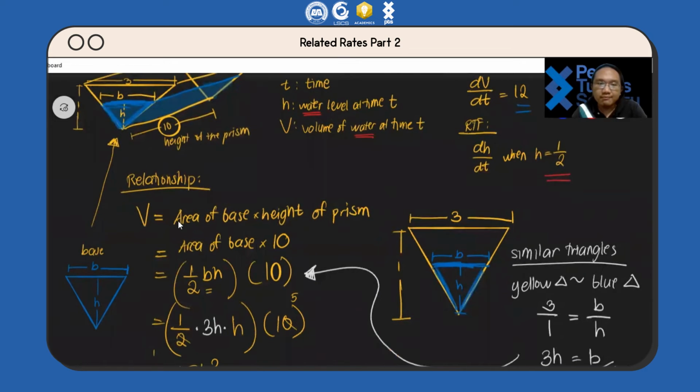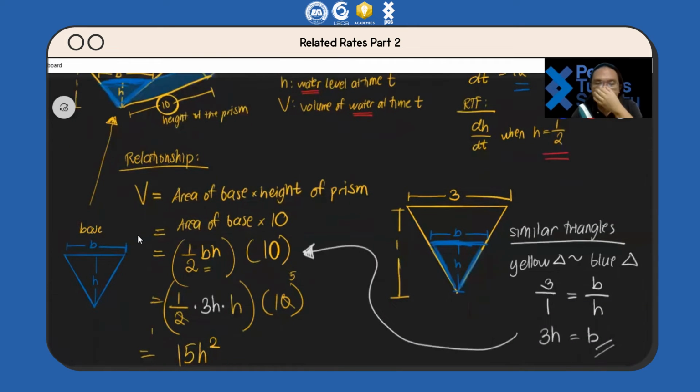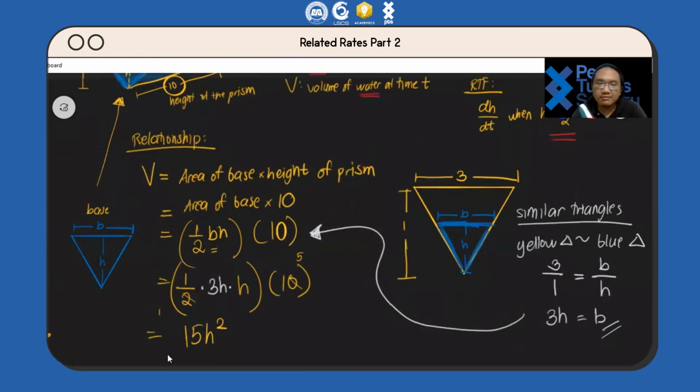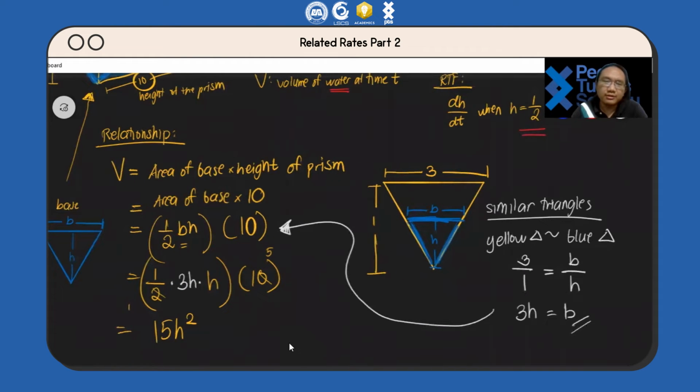We did the relationship. So the volume is the area of the base times the height of the prism. This is the volume of the water at time t. The area of the base times 10, so 1/2 bh times 10. B is the base, this one, the portion with water. Because we want to get rid of at least one of the variables here, we need to find a way to get rid of b, and we do it using similar triangles.